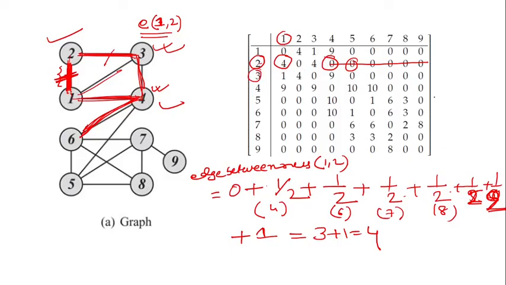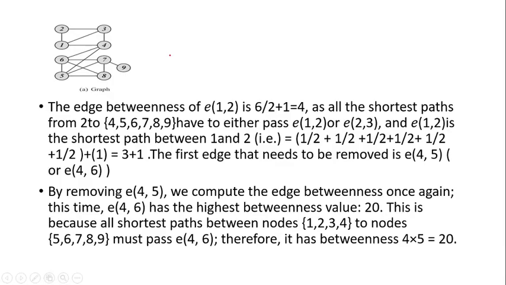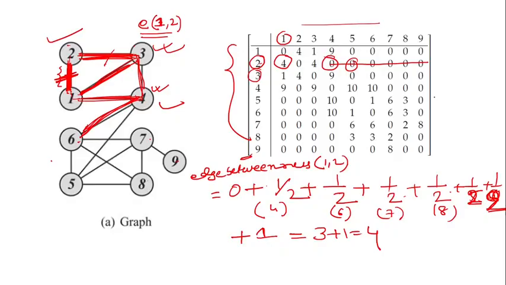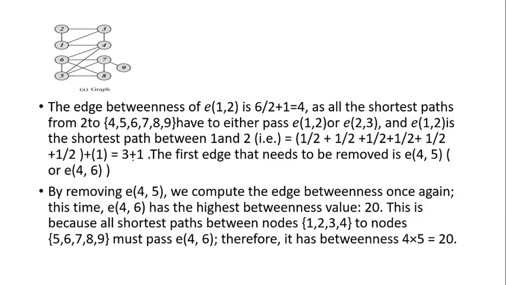3 1 also you can calculate the edge betweenness of this, 3 2 edge betweenness of this, all edge betweenness you have to calculate. So there are 1 2 3 4 5 6 7 8 9 vertices, so you should have 9 vertices this side, 9 vertices that side. Whichever direct connections are there, you have to find the edge betweenness. After having this, you have to find which edge betweenness is actually maximum. So if you see here, for 1 and 2 it is 4. Just now we calculated the first edge that needs to be removed.